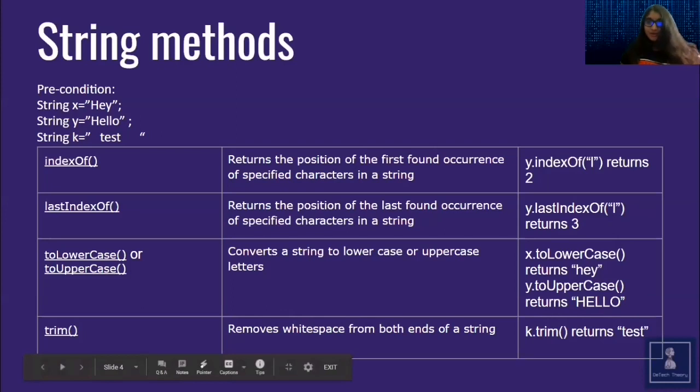Now we're going to a different method called trim. What trim does is simply remove the white spaces from the two ends of a string, so you just have the string itself. For example, k.trim would just return the word "test" without any spaces before or after.